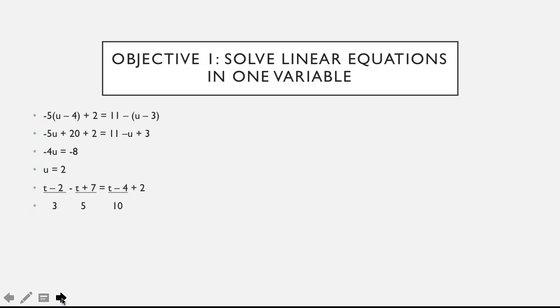Now you have fractions: (t minus 2) over 3 minus (t plus 7) over 5 equals (t minus 4) over 10 plus 2. Here you want to think about what the common denominator would be for all of the fractions. And that should be 30, and then you're going to multiply everything by 30.